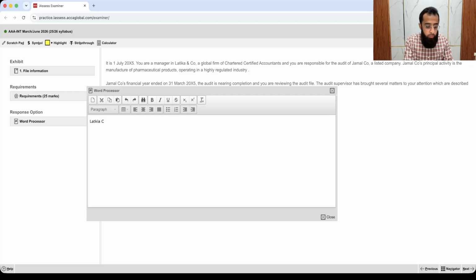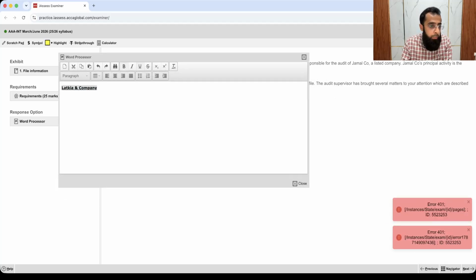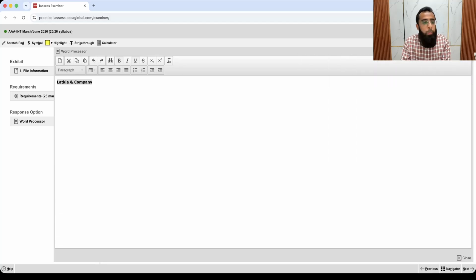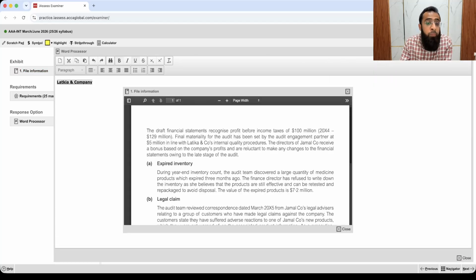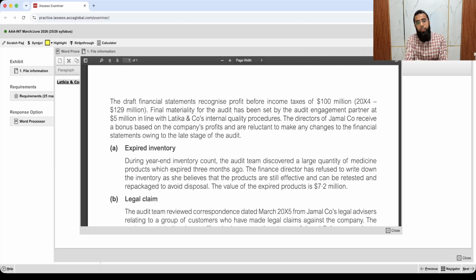Okay, so our question name is Latika and Company. And we will be solving this question on this word processor document. So when we read the exhibit, we'll be looking at the requirements, and when we actually solve it, you will understand how these response option tools are used. So let's look at it.